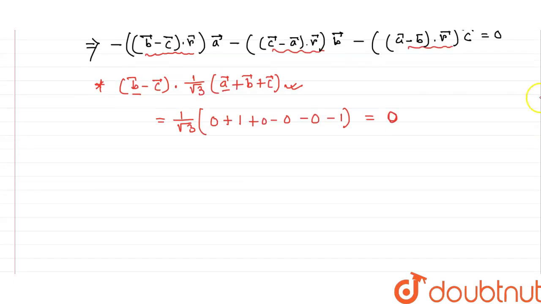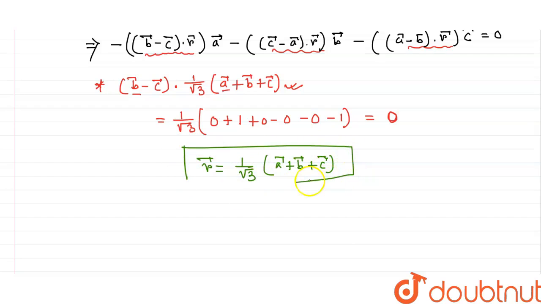So what is R equal to? R vector is equal to 1 by root 3 of A vector plus B vector plus C vector. Okay, so this one is R, so that the relation is satisfied.